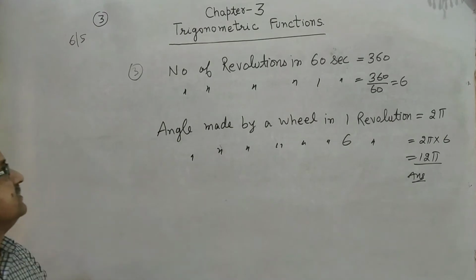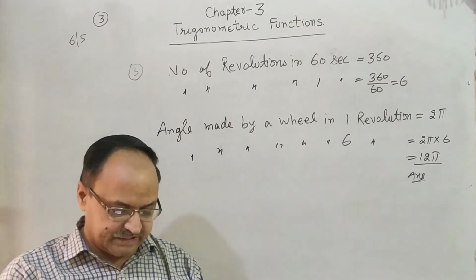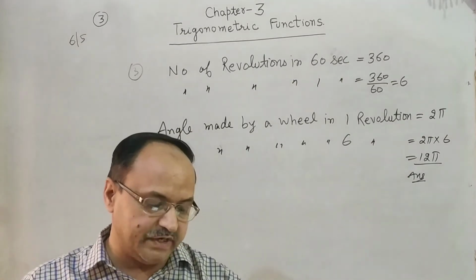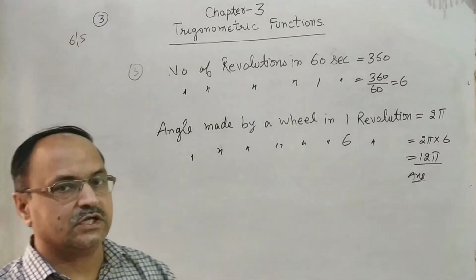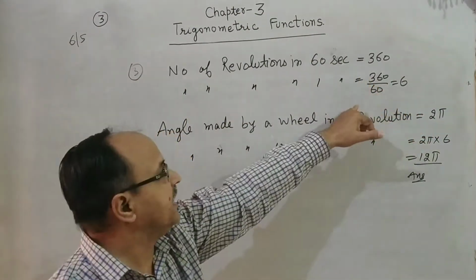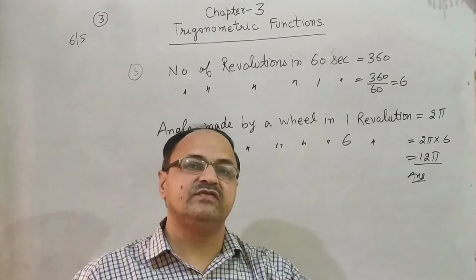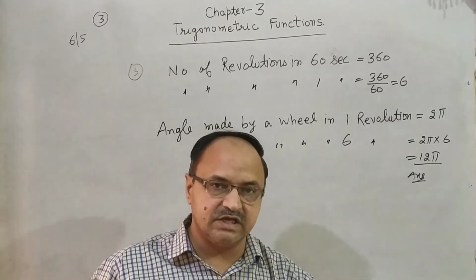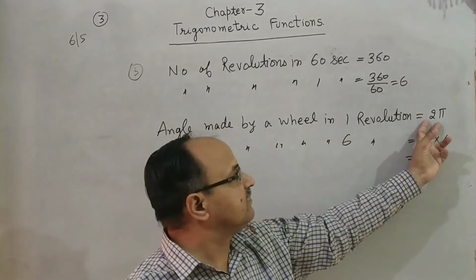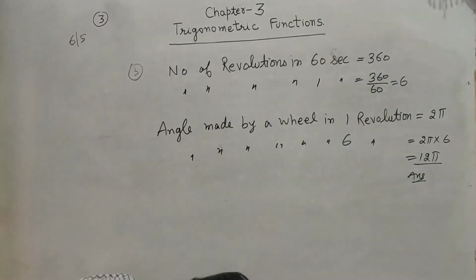This is question number 3. Clear? You can check again. A wheel makes 360 revolutions in 1 minute. Through how many radians does it turn in 1 second? Firstly we calculate the number of revolutions in 60 seconds, that is 360, and in 1 second, 360 by 60, that is 6 revolutions. We know the angle made by the wheel in 1 revolution is 360 degrees, which is 2 pi radians, and for 6 revolutions, the answer is 12 pi radians.